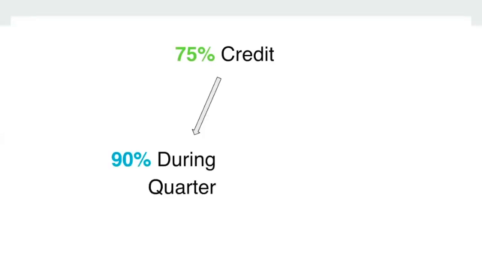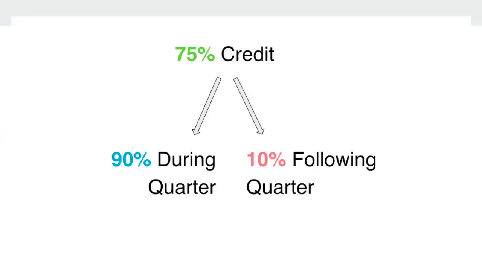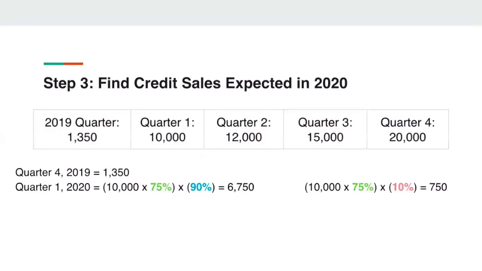Step 3 is finding the credit sales. Again, 75% of sales are credit. From those credit sales, 90% of those occur during the quarter. 10% occur in the following quarter. Quarter 4's amount in 2019 was given in the question. Now let's take a look at quarter 1 in 2020.